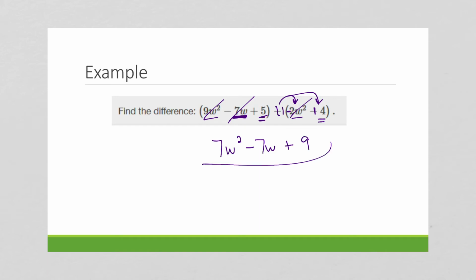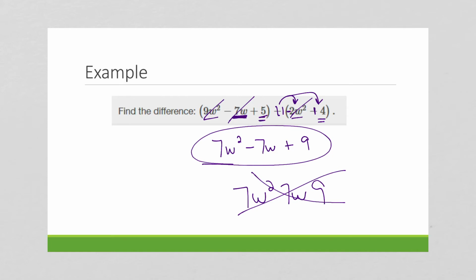And remember, every term has to be separated by a plus or a minus. So I see students try to do this all the time. And it doesn't make any sense. Okay, so make sure that if it's a positive number, it has a plus in front of it. If it's a negative number, it has a minus sign in front of it.